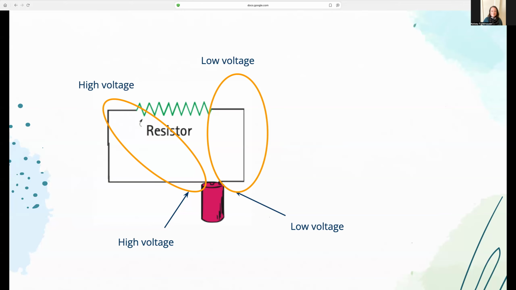And it means that the voltage drop over the only resistor in this circuit is equal to the voltage drop over the battery, because we have low on one side, high on the other. Same is true for the resistor.